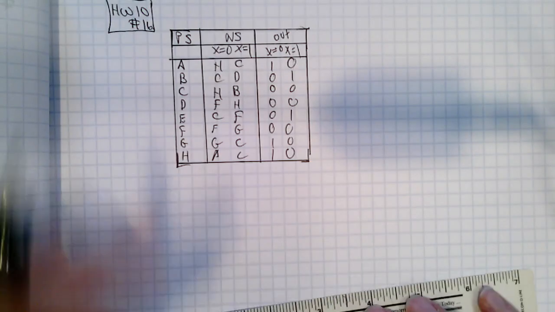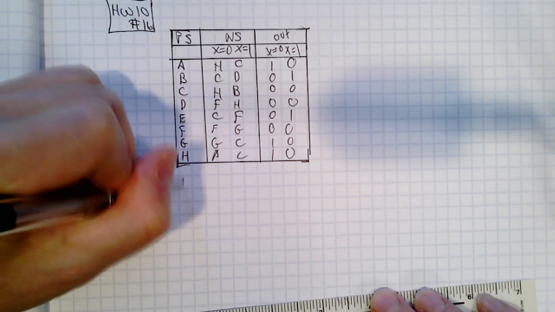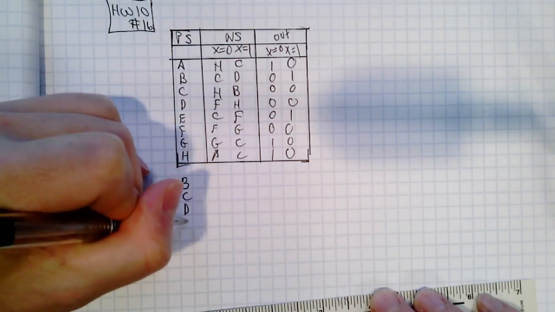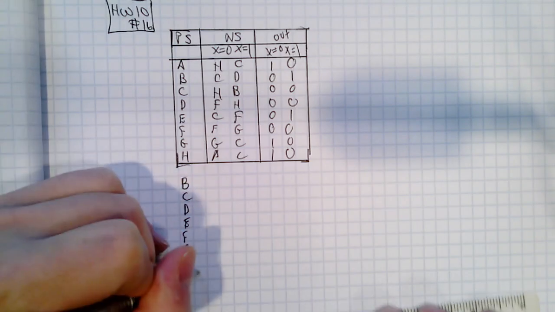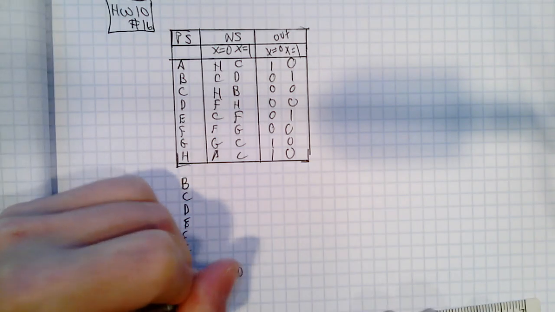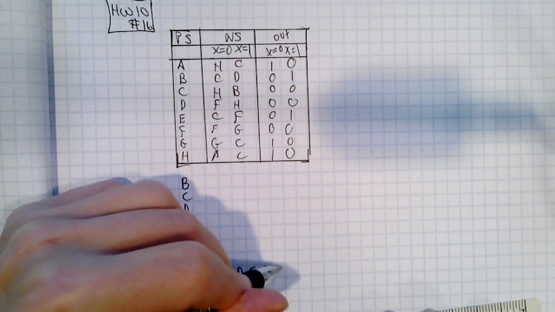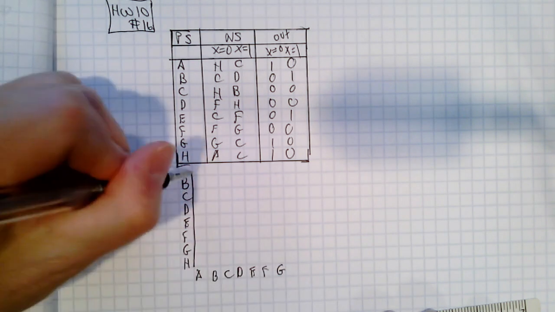And now we've got to do the implicant chart. B, C, D, E, F, G, H, A, B, C, D, E, F, G. Make our little lower triangular matrix.